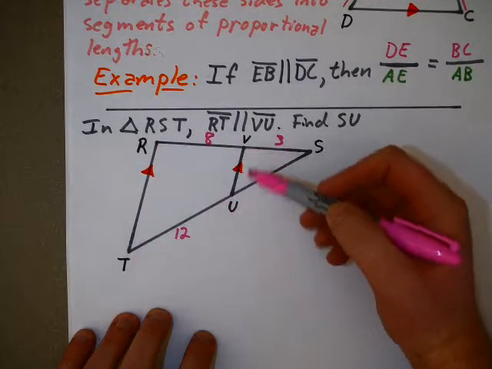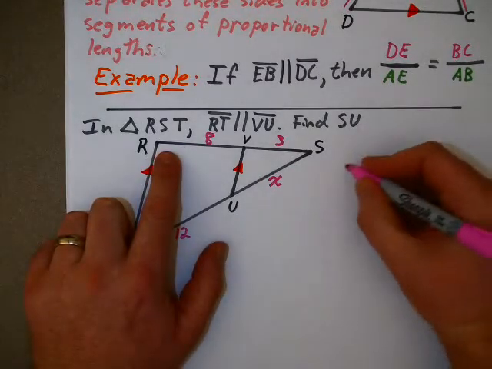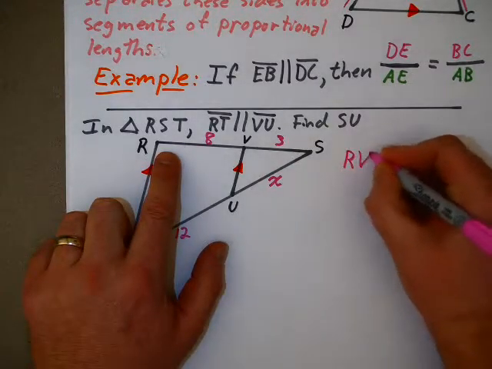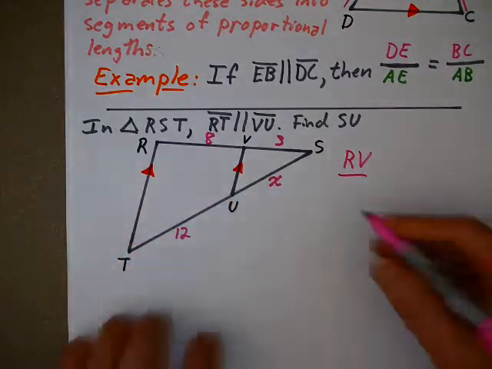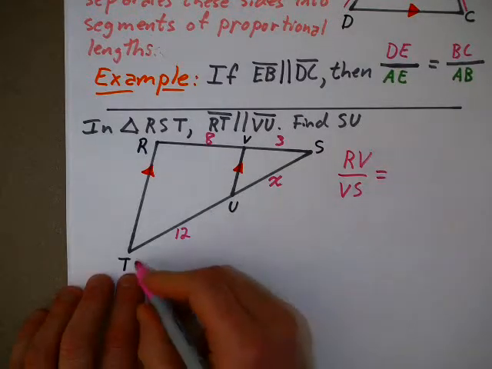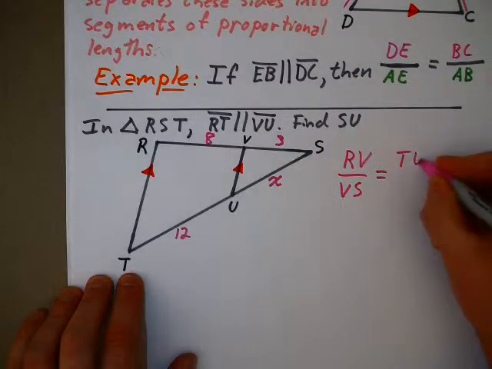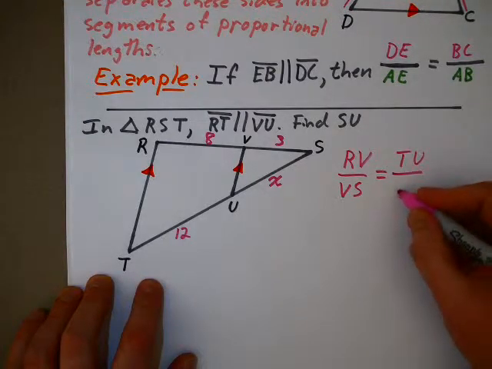Because RT and VU are parallel, we know that RV divided by VS is going to equal TU divided by US.